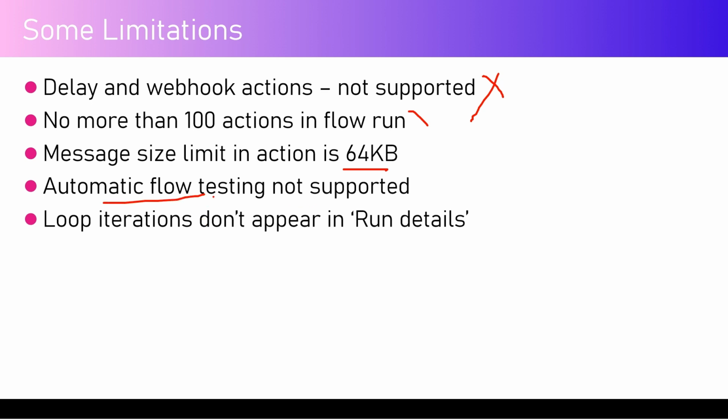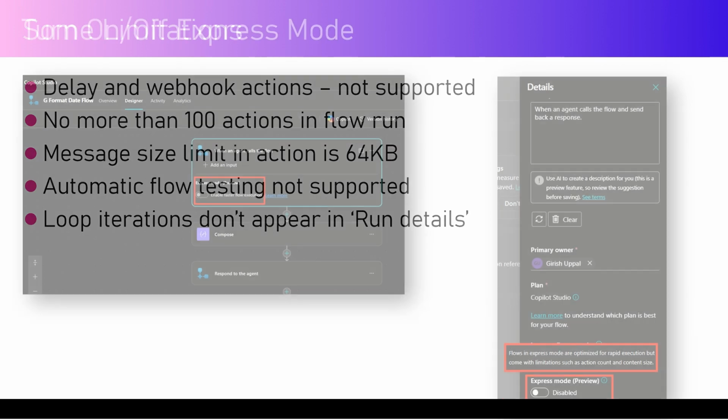When I say automatic flow testing, it means when you create a flow, sometimes instead of that flow actually getting triggered, you just say, I want to run it automatically, or from a manual perspective, or you use the recently used trigger. So those kinds of things are not supported. Loop iterations don't appear in the run details. So if you have a loop, and you want to troubleshoot your flow and go into the run details, you will not see the loop iteration. So these are some of the limitations for the express mode.